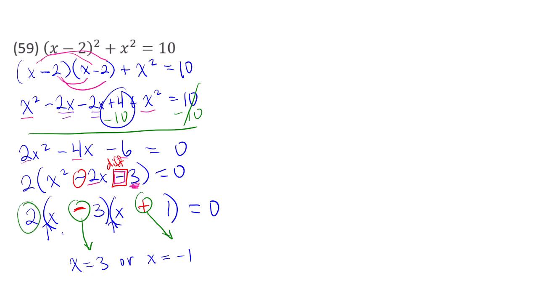Now you might be wondering what happens with the 2 out there. Well, 2 can never be 0. You can set it equal to 0 if you want, but 2 equals 0, we can't do anything with it. That's a contradiction. 2 does not equal 0. So that doesn't really amount to much.